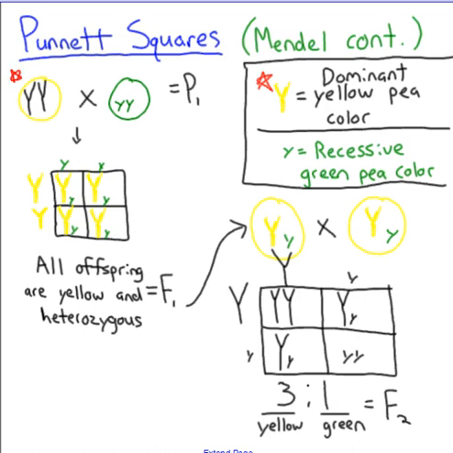So in Mendel's experiment, what he did was he took a yellow pea, he took a green pea, and he crossed them together. So he had them reproduce, create offspring. Both these peas were homozygous for their traits, so big Y, and little y.